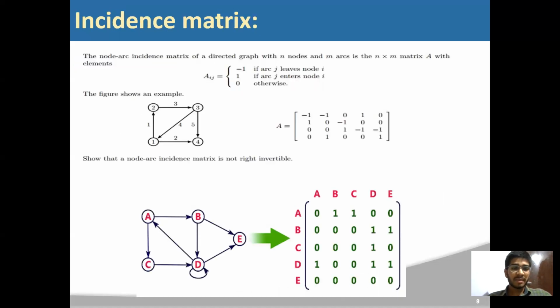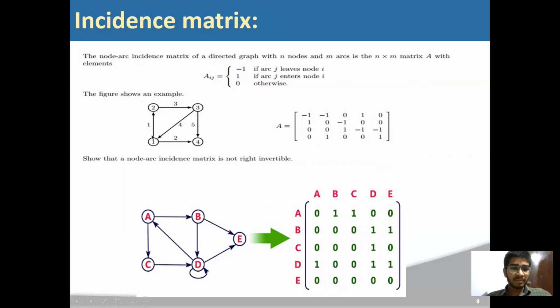The node arc incidence matrix of a directed graph with n nodes and m arcs is an n into m matrix A, with entries Aij equal to -1 if arc j leaves node i, +1 if arc j enters node i, and 0 otherwise. Here we can see an example of this diagram. Here there are four nodes, so we have to represent four rows, and there are five branches, 1, 2, 3, 4, 5. So we represent five columns.